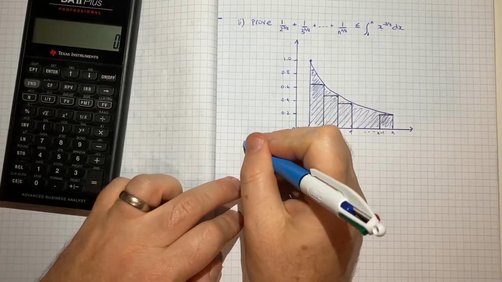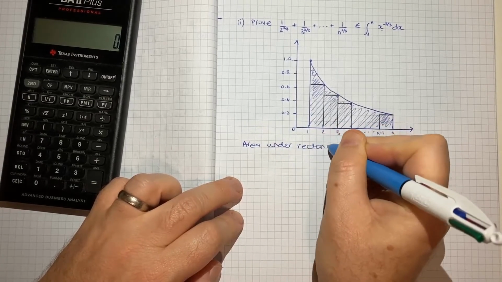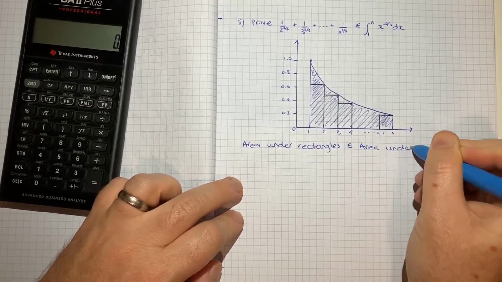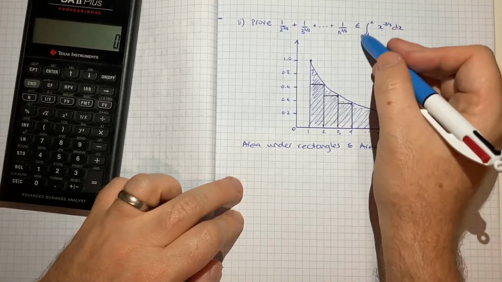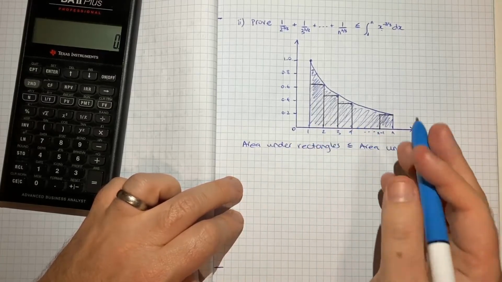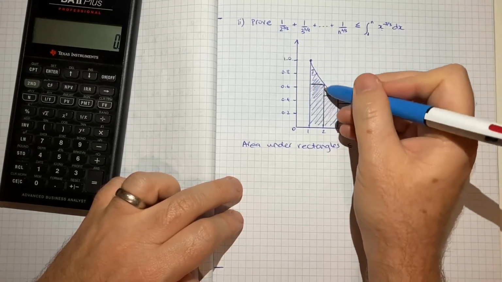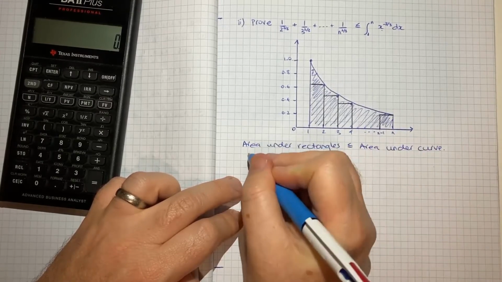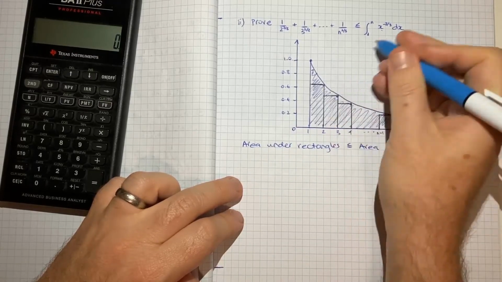So I'll write that: the area under the rectangles is less than or equal to the area under the curve. Now the area under the curve we know is the integral, so we can leave it in that format. But for the area under the rectangles, we can use the rule for the area of a rectangle, which is height times width. In our case, the width is always 1.